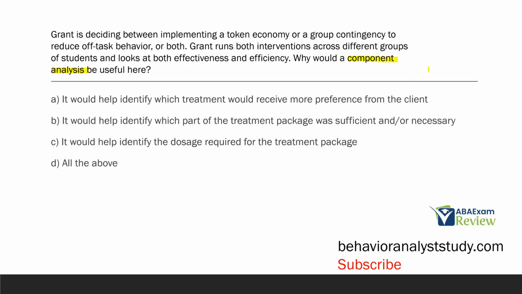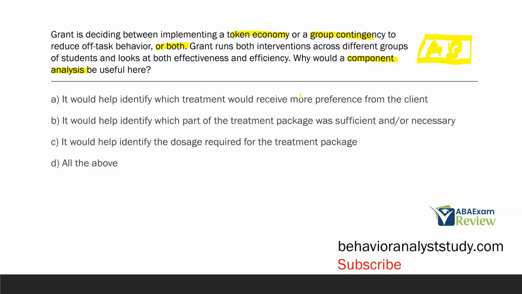Well, with the component analysis, if we have a treatment package of A and B, we can look at each individual component by removing or adding in components to see, okay, do we really need every component? Which one is necessary? Is there one that's having a larger effect? It's going to let us analyze each component of the treatment package instead of the package as a whole. And so, why would a component analysis be useful for Grant if he's looking at a token economy or group contingency or both? A, it would help identify which treatment would receive more preference from the client.